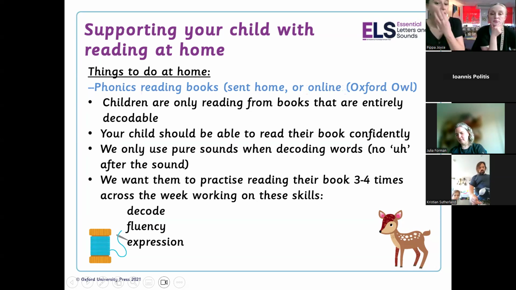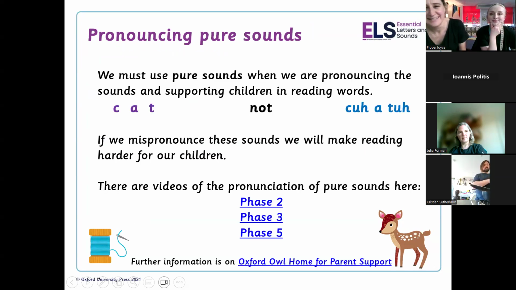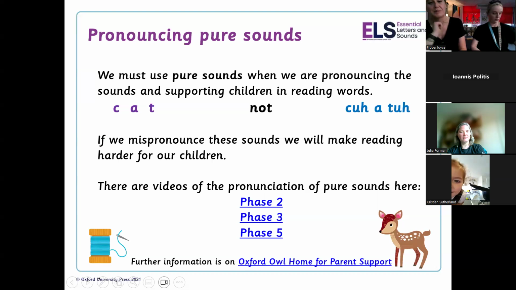Now, pure sounds, as Emily said, it's making sure that when we say the sound, it is k, a, t, rather than kuh, a, tuh, which most of us have probably heard and learnt by, and we have still learnt to read, so it is possible. But kuh-a-tuh is really hard to blend, whereas k-a-t makes cat.